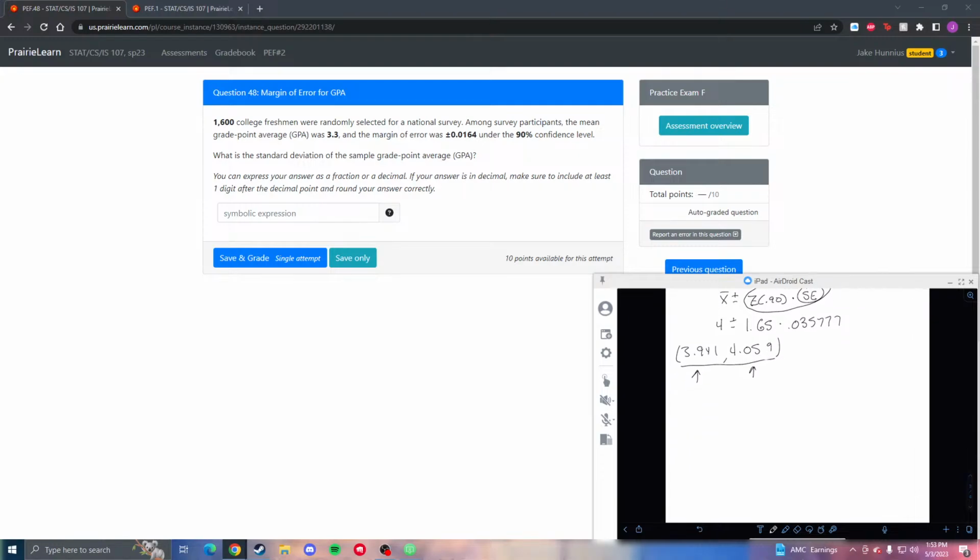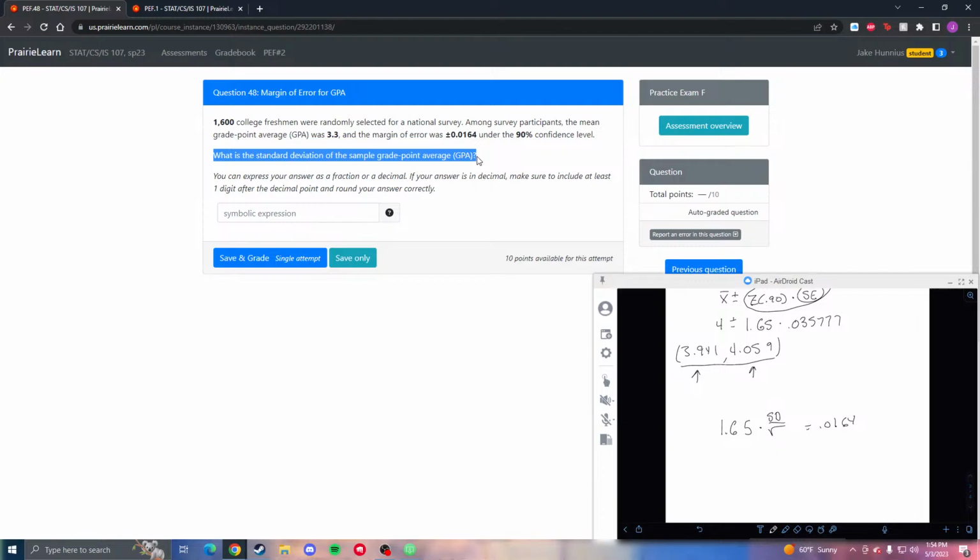We know from the last question that for a 90% confidence interval, the z value we're using is 1.65, times our standard error, which is equal to 0.0164. So we have to find the standard deviation. Instead of representing this as standard error, let's represent it in terms of standard deviation. So it's going to be standard deviation over the square root of n, and in this case, our n is 1600.